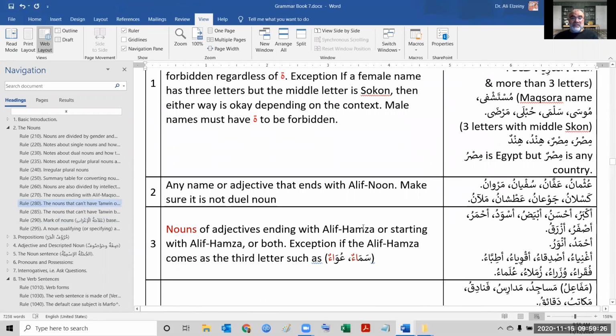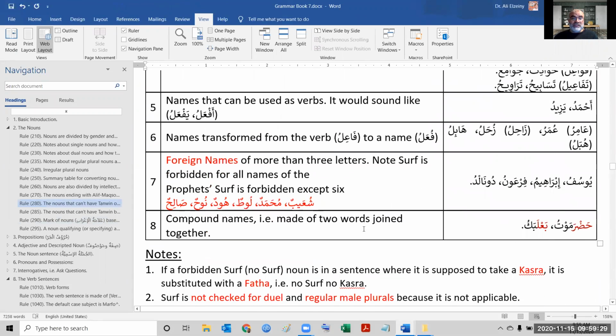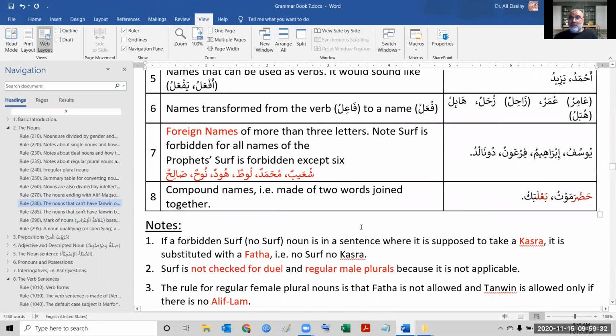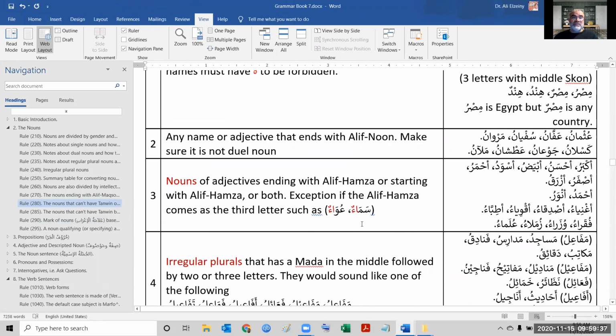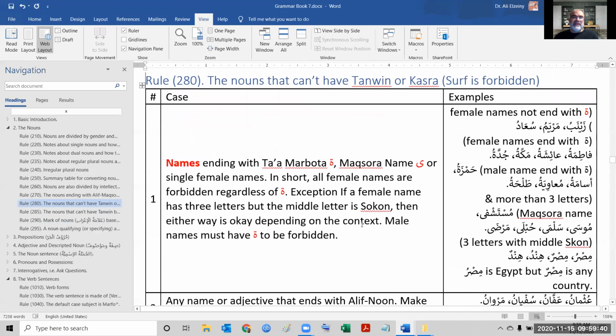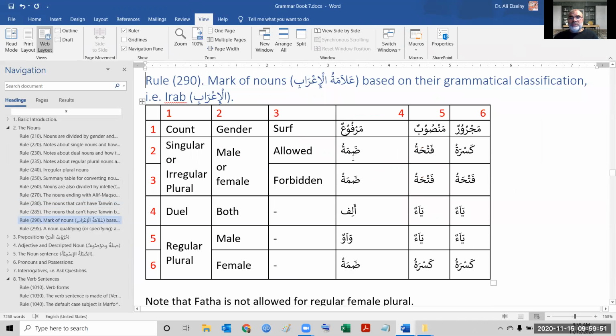It's not case 1, it's not case 2, it's not case 3, it's not case 4, 5, 6, 7, 8. It's none of those. Home, just house. Okay, it's a noun that is not any of those. And most of nouns are like that. The exception is that صرف is forbidden. The norm is that صرف is allowed. Okay. So we just need to determine the صرف. So صرف is allowed. Therefore, it's ضمة for مرفوع, فتحة for منصوب, كسرة for مجرور.